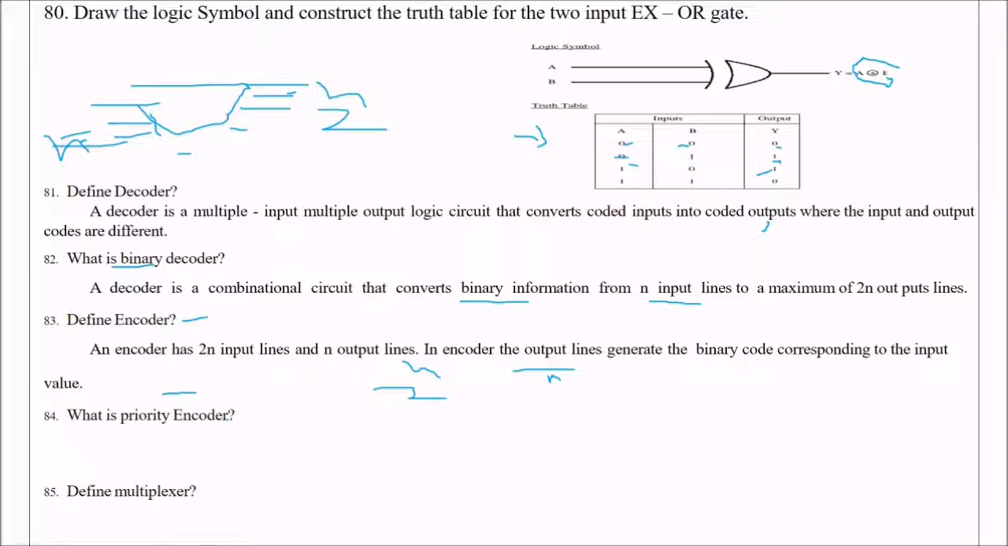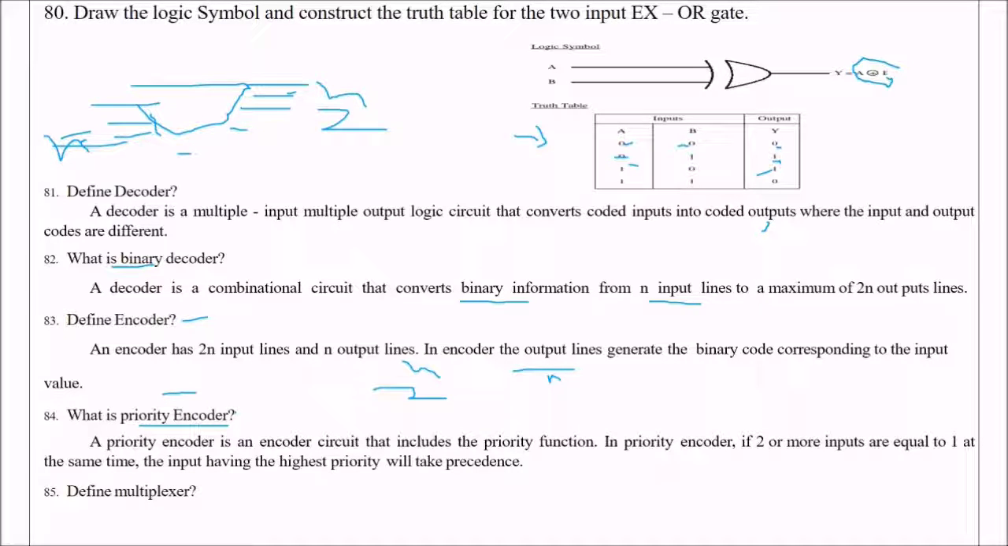What is a priority encoder? A priority encoder is an encoder circuit that includes the priority function. So in a priority encoder, if 2 or more inputs are equal to 1 at the same time, the input having the highest priority will take precedence.